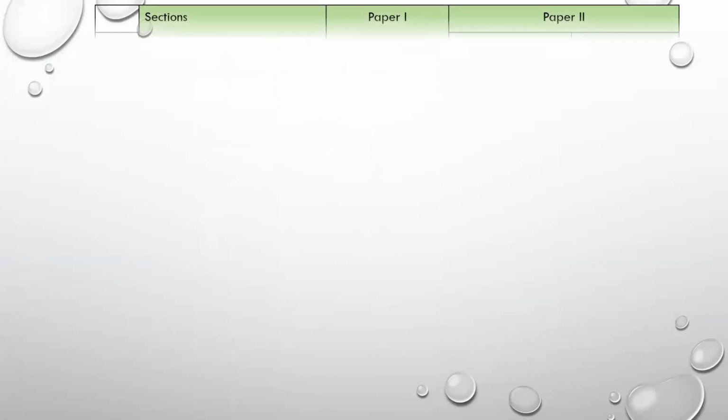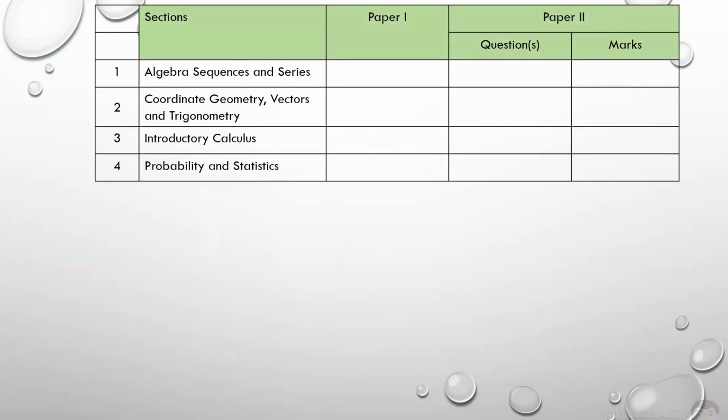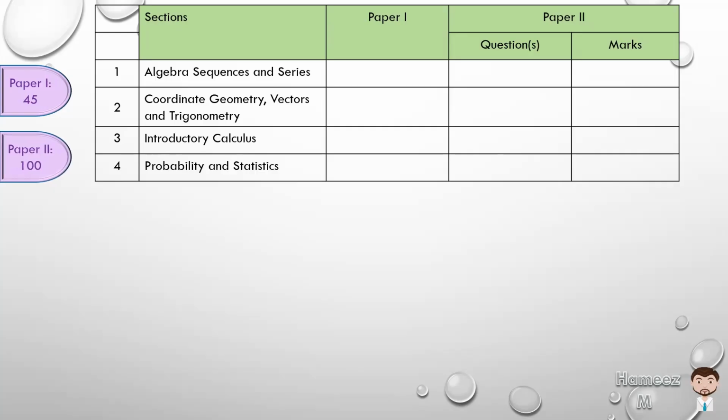Let's now look at the breakdown of the entire additional mathematics syllabus. If we look, you will see that there are 4 sections, and let's recognize that paper 1, which is considered to be multiple choice, has 45 items, and paper 2, which is considered to be the long paper, is worth 100 marks. There's also paper 3, which is the SBA, the school-based assessment.